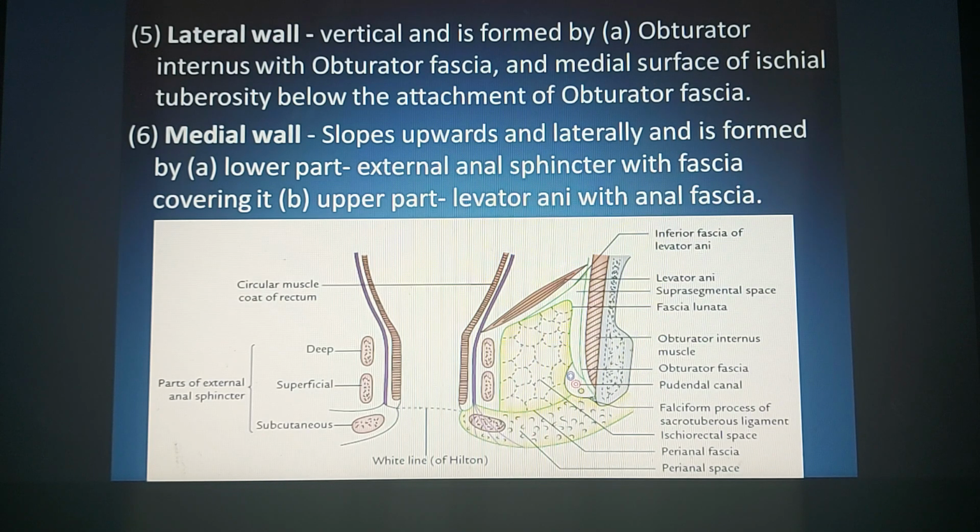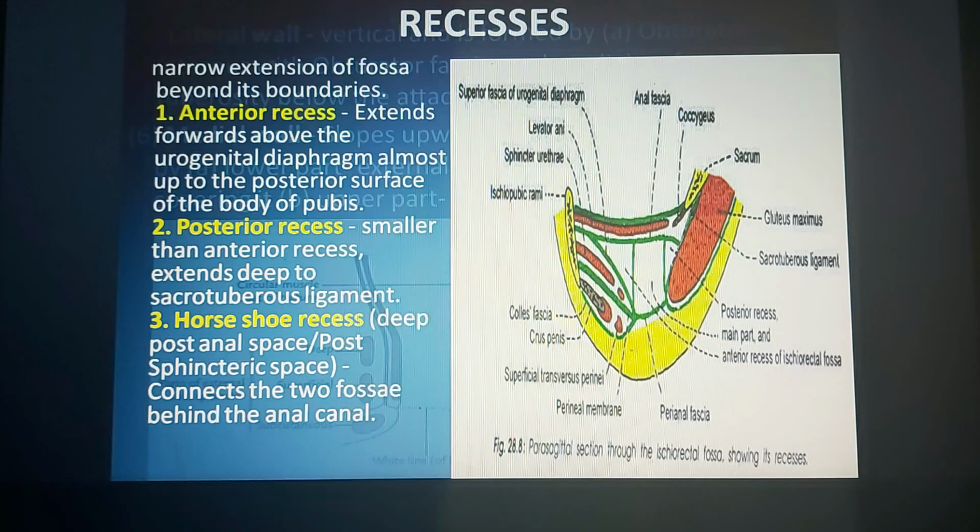Next, coming to the medial wall, it slopes upwards and laterally and is formed by the external anal sphincter with the fascia covering it, and also in the upper part by the levator ani with its anal fascia. That is about the medial wall of this ischiorectal fossa.